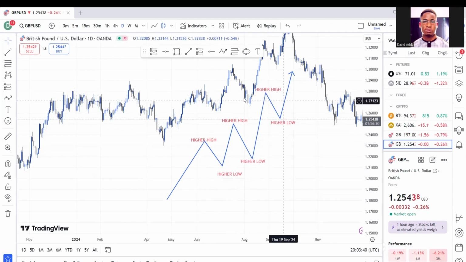Then when you identify something like this, you know that price is trending up. So we'll be looking for buys. You'll be looking to buy.